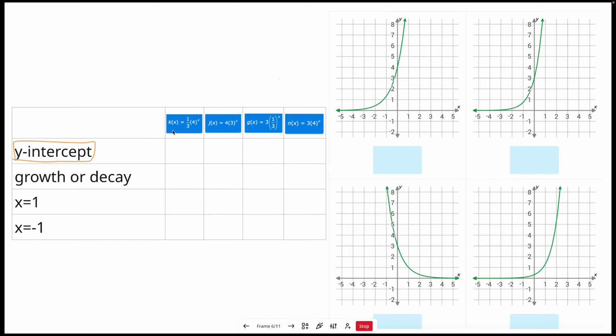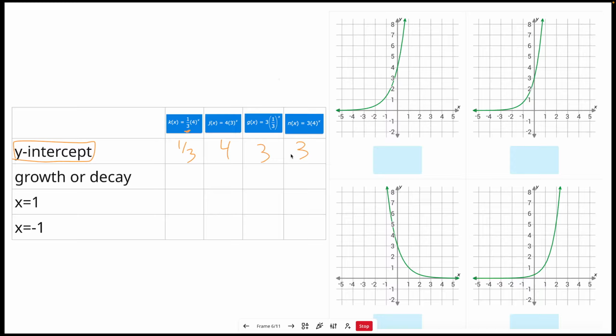Okay, and we said the y-intercept is the number on the outside of the parentheses. So the y-intercept, and remember, this is the name of the function. This is k of x, this is J, G, N. Okay, those have nothing to do with it, they're just the names, right? So for function k, the y-intercept, the number in front is 1/3. And we can go down the line here, 4, 3, and 3.